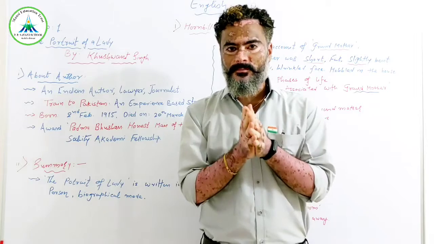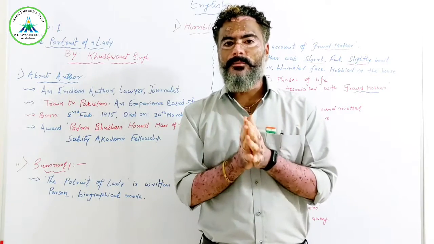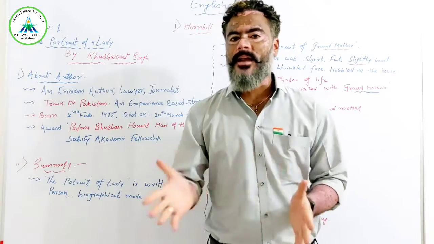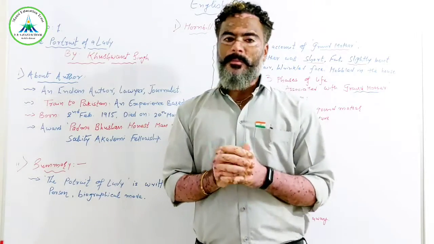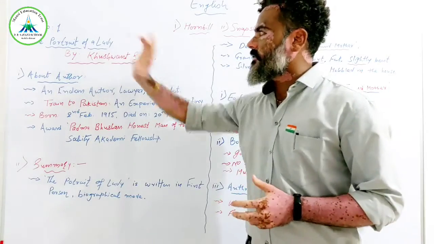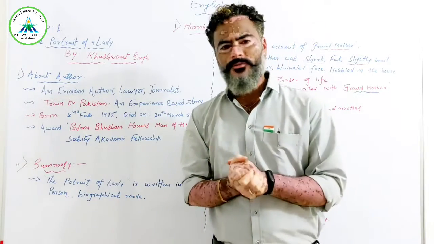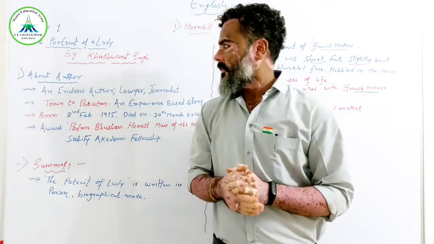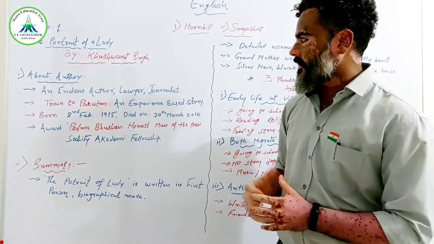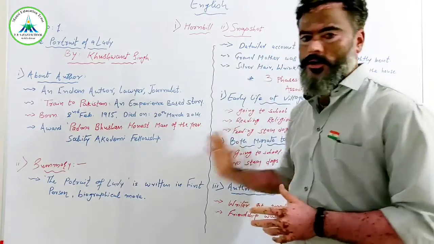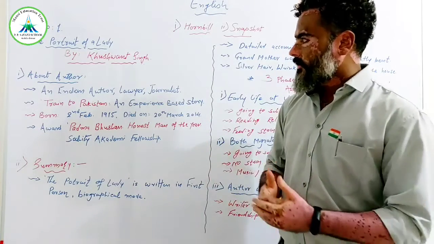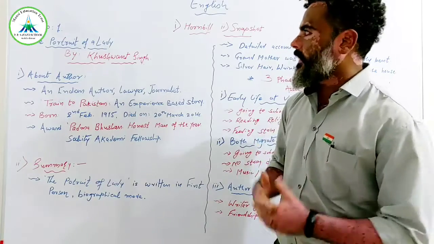Before starting this lecture, let me make things clear. NCERT has two books, one core course book and the second your supplementary reading. The first chapter of Hornbill is The Portrait of a Lady. Before I start the lecture, you can take a screenshot of what is written on the board, or you can jot down what I say and explain to you.